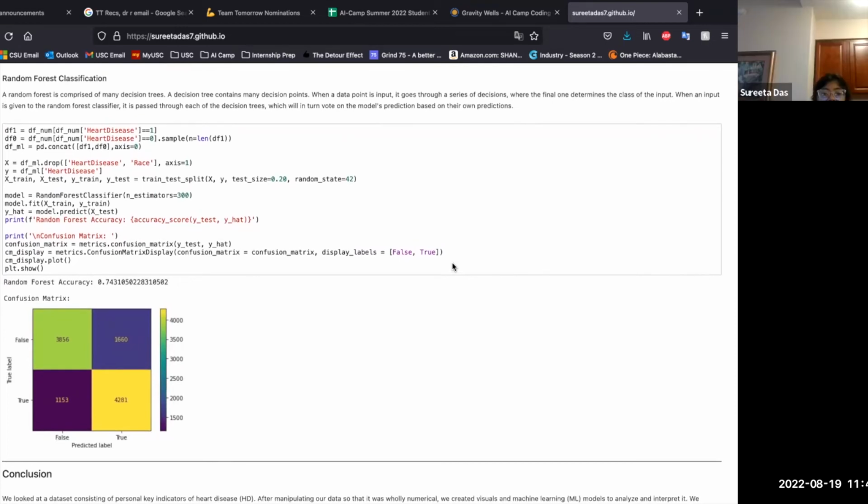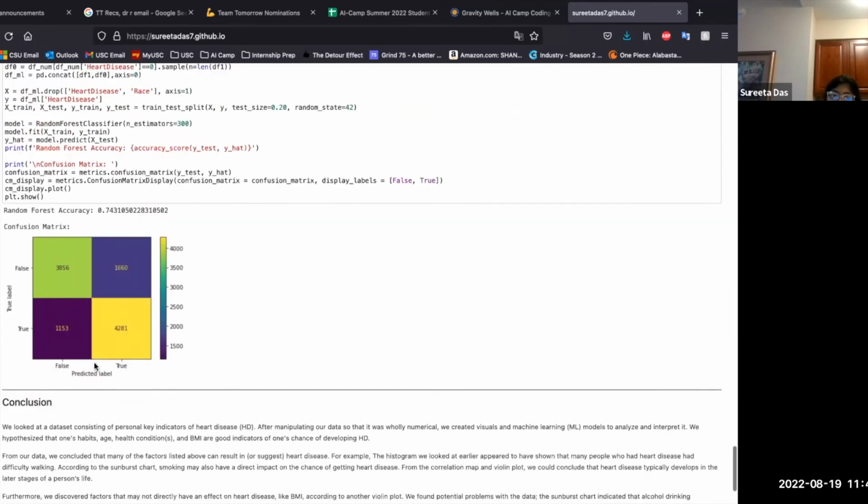Next we chose to do a random forest classification. How this works is that a random forest is made out of a bunch of decision trees, which are further made up of decision points, like branches, and we input a data point. It goes through a series of decisions, and the final one determines the final solution. What we decided to do with this is make a confusion matrix to test for the specific errors in the model. And we can see here that it has a pretty decent accuracy.